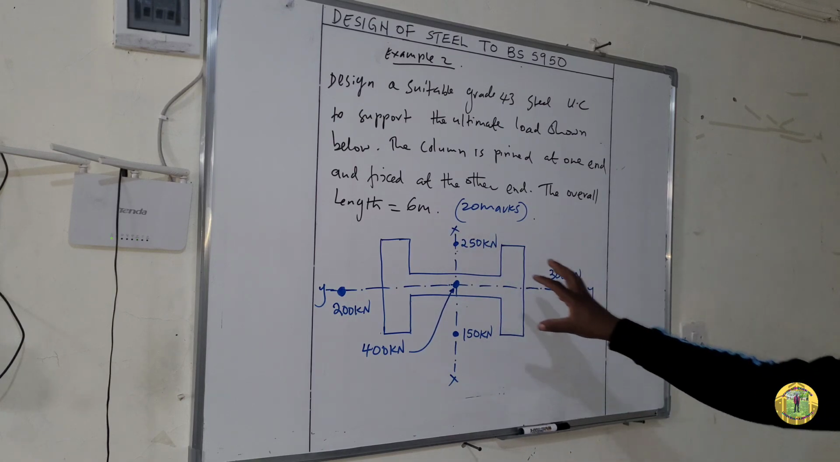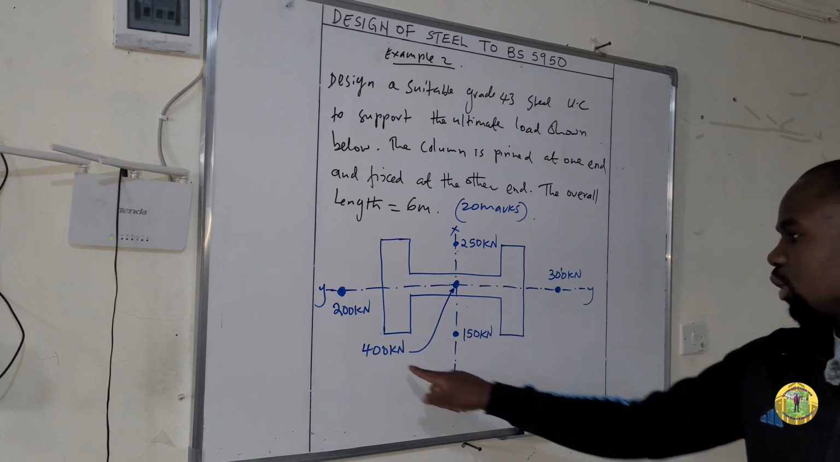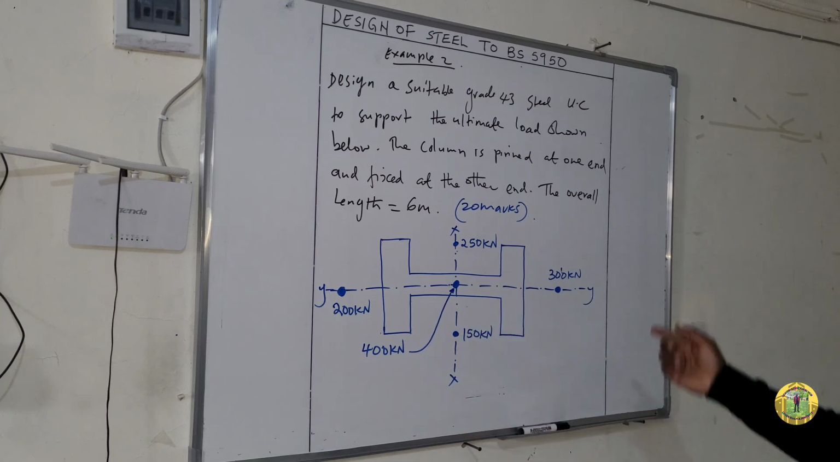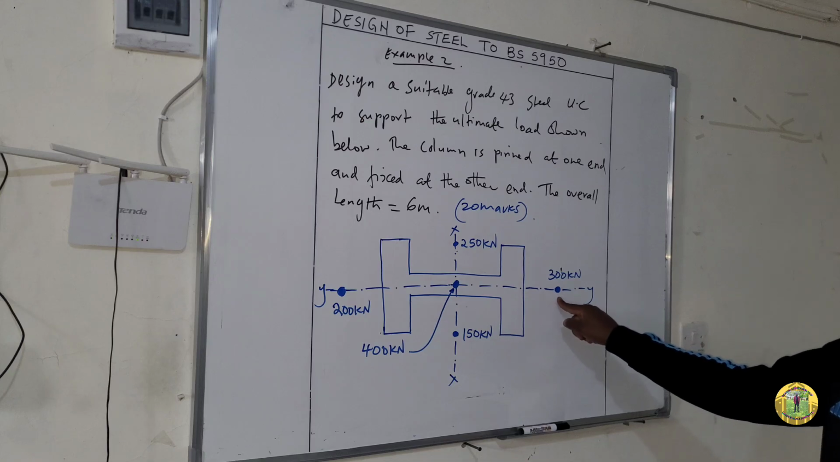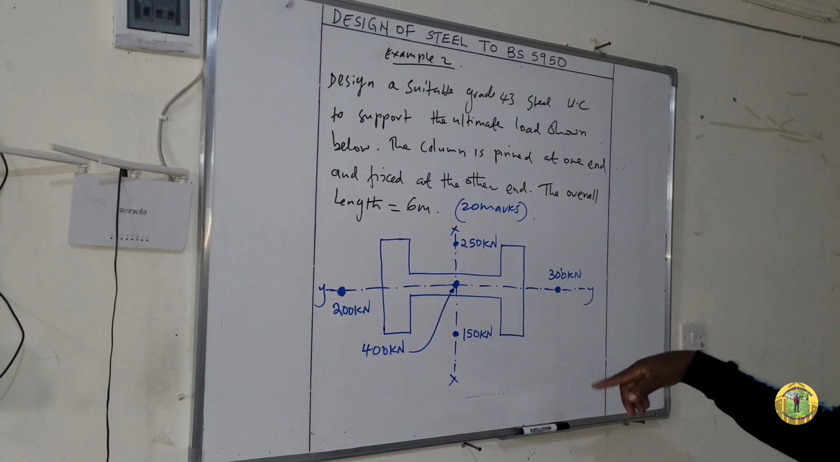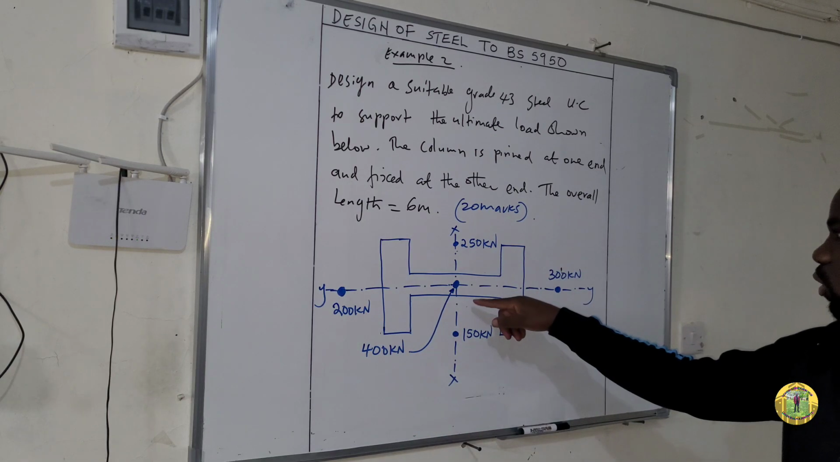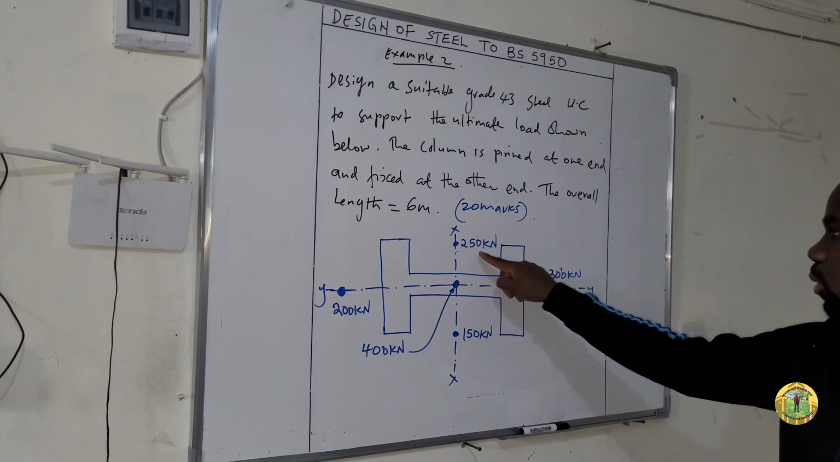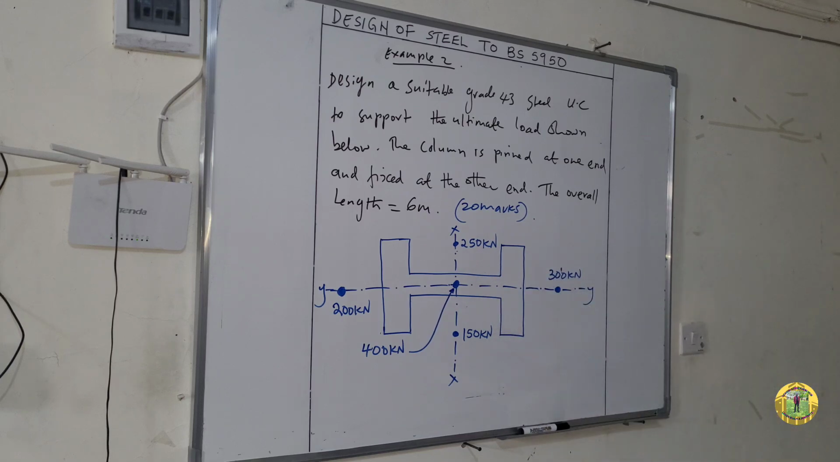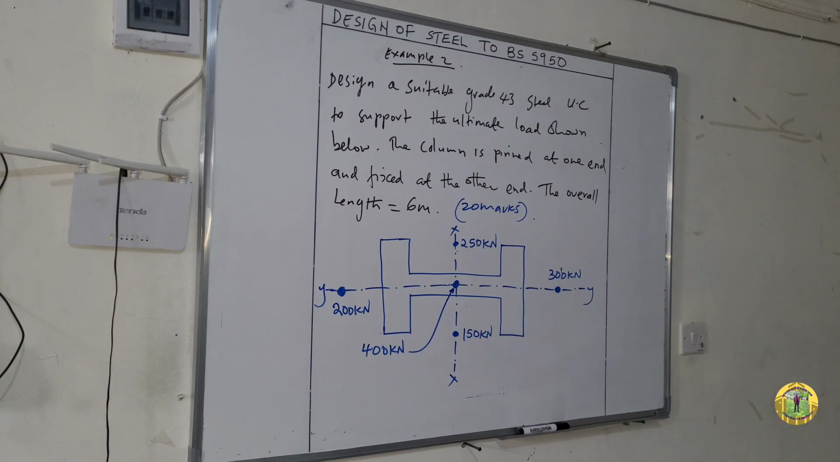As you can see, this is the section of a column. It is carrying an axial load of 400 kilonewton, and it is carrying another load on the YY axis, which is away from the center, and this is 300 kilonewton, another one 200 kilonewton. Another one on the YY axis, again away from the center, is 250 kilonewton and 150 kilonewton. So let's see how you can solve such a question.